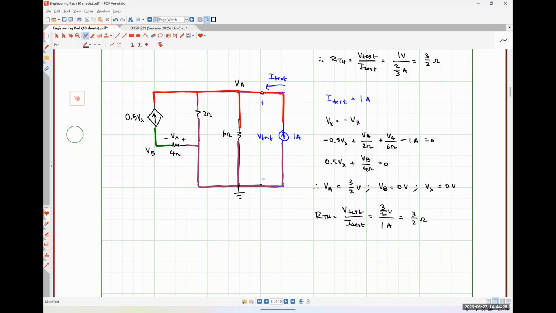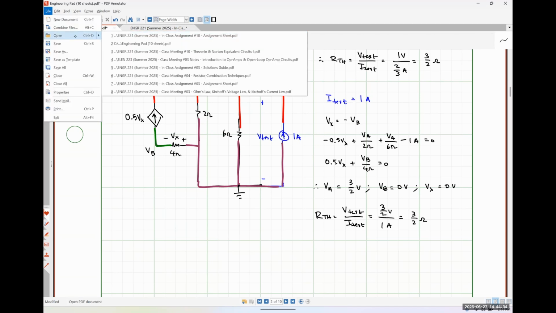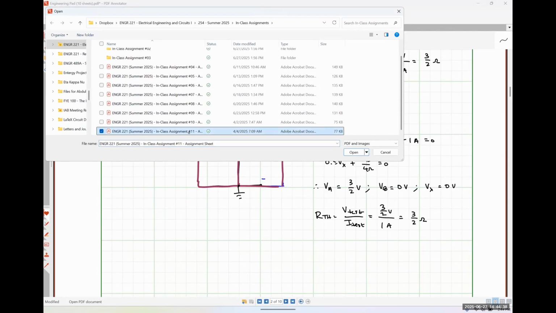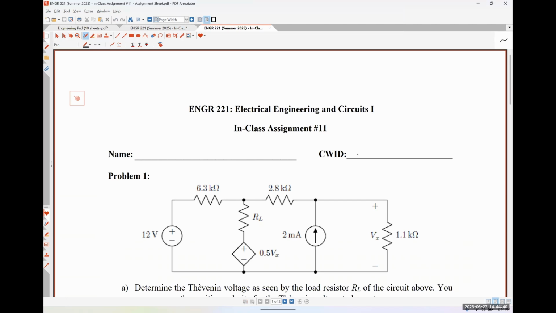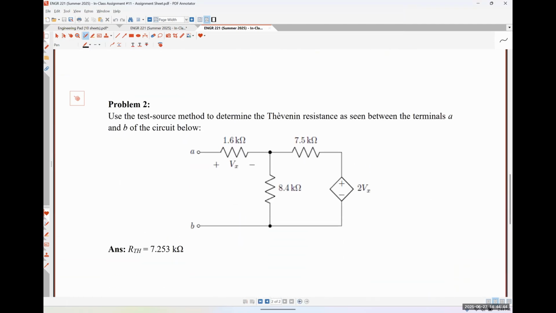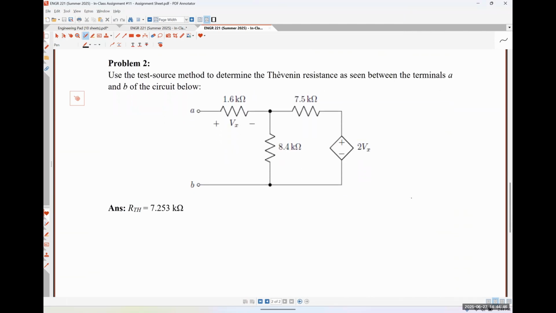So let's look at your in-class assignment, because I believe I included one of those problems. If we look at ICA number 11, problem 2, this circuit right here doesn't have any independent sources at all. So we can only use the test source method to find RTH.